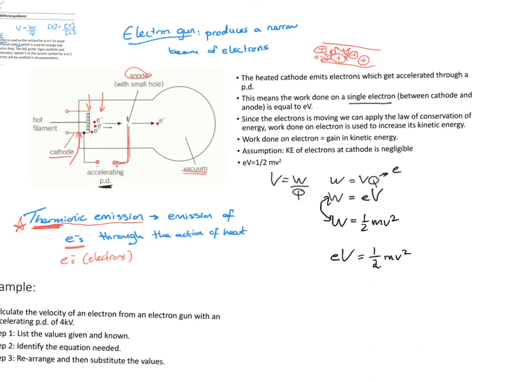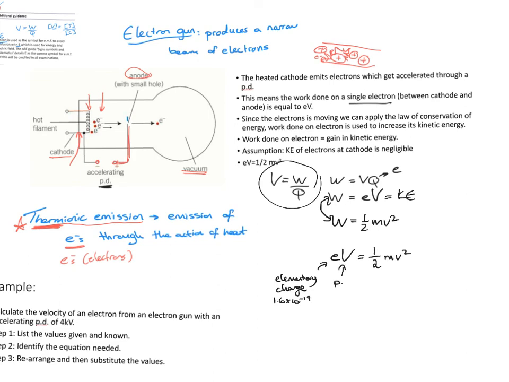So it's easy to work out, because you are already aware of this equation and that the kinetic energy is a half mv squared. Here we have the elementary charge, which is 1.6 times 10 to the minus 19. You all remember this now.